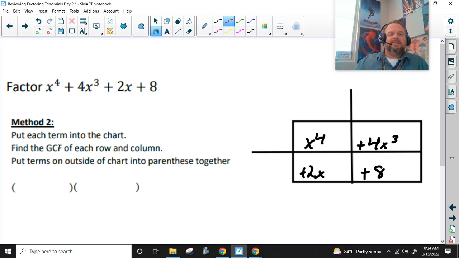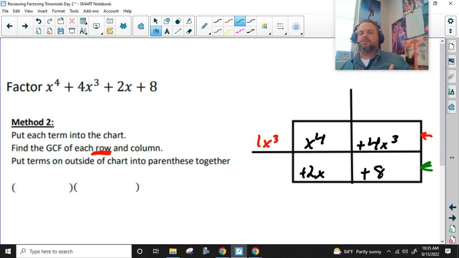Now it says find the GCF of each row. That's this way. So if I'm looking right here, I have x to the fourth and 4x to the third. Well, that would be our 1x to the third that we had earlier, right? I'm just looking right here. Okay. Now I'm going to look at this row right here. Rows go this way, columns up and down. Okay. So on this row, our GCF is going to be a 2.